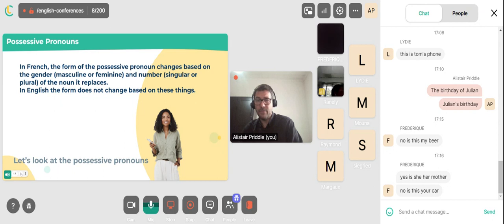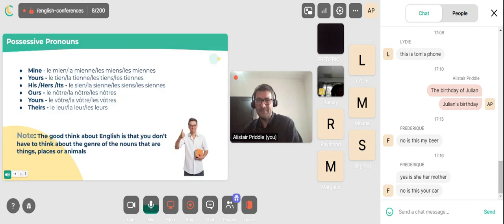So let's have a look at the possessive pronouns. Here we go. I'm going to read through the list of the possessive pronouns, and you can see the difference here. So we've got mine, yours, his, hers, its, ours, yours, theirs. Okay, and we have a note.